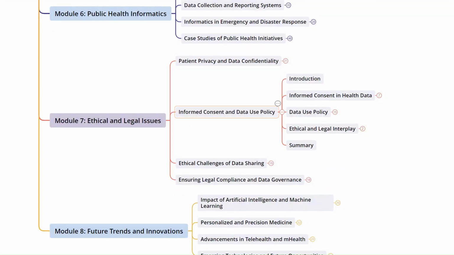Next, informed consent and data use policy. Introduction. Informed consent and data use policies are foundational to respecting patients' autonomy, ensuring transparency, and complying with legal requirements in health informatics. Clear policies and practices help maintain trust between patients and healthcare providers while supporting ethical data handling.